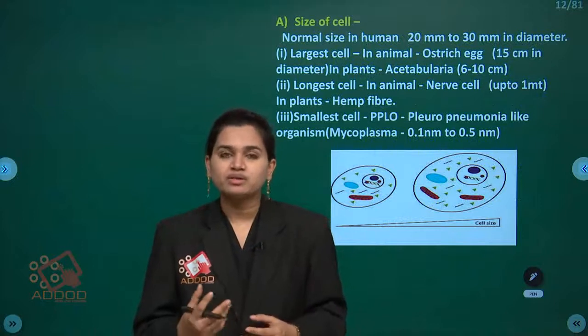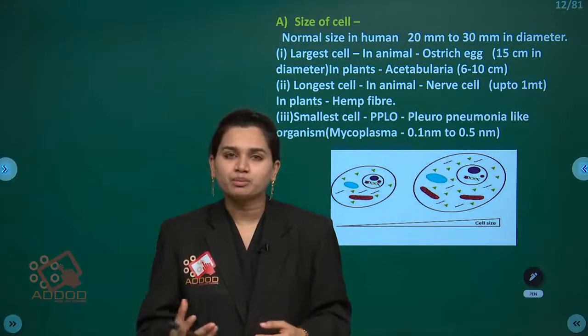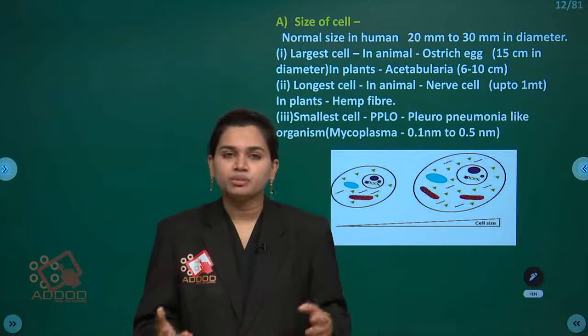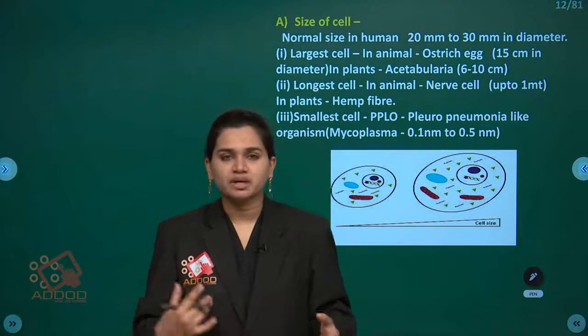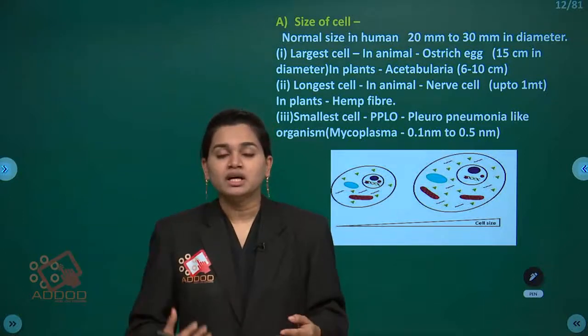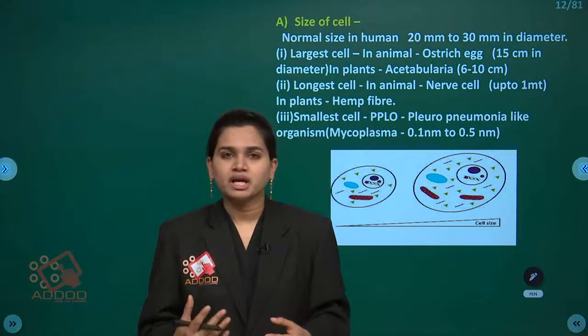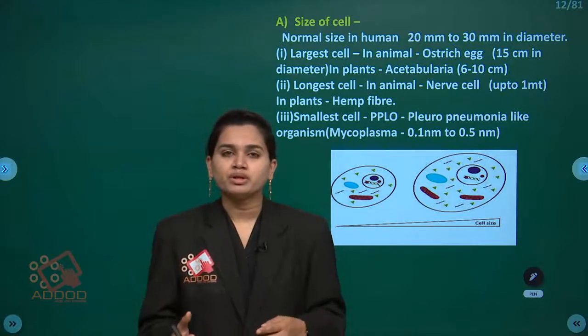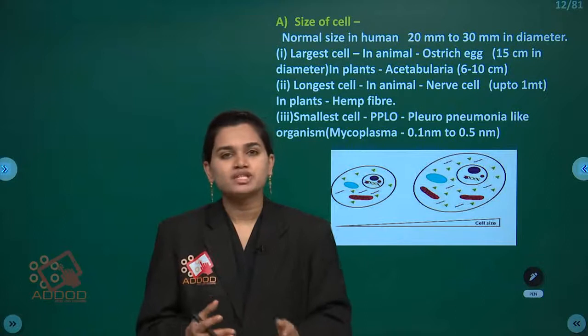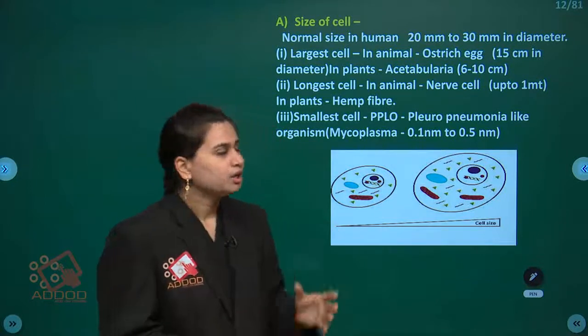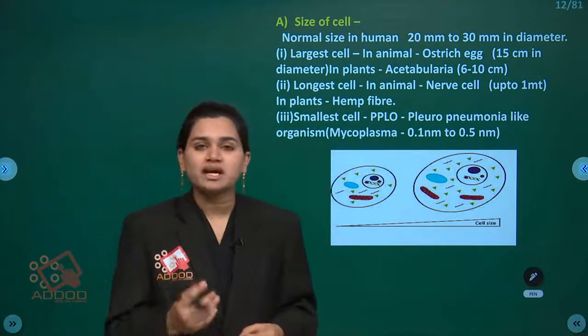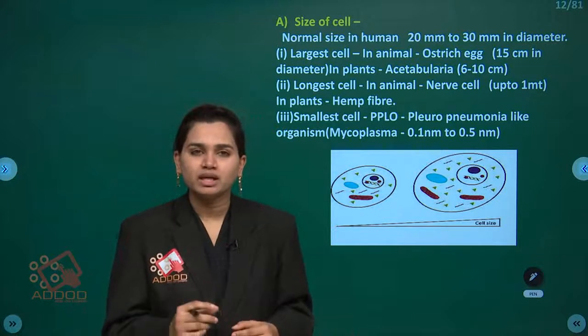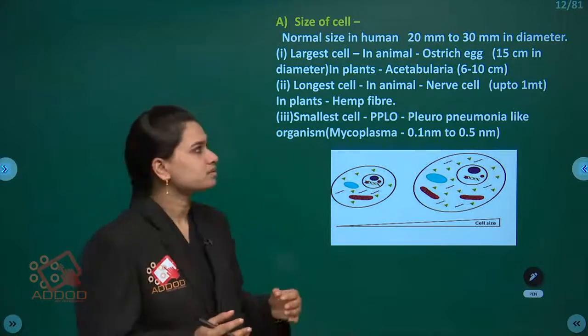Now, the size of the cell will be different based upon the different cells. The human cell could be having a different size, plant cells could be having a different size, the cells in the microorganisms could be having a different size. So, based upon the type of the cell, the size of the cells also vary. Usually, in humans, the size of the cell is 20 to 30 micrometers.